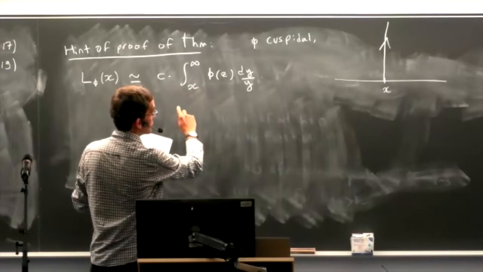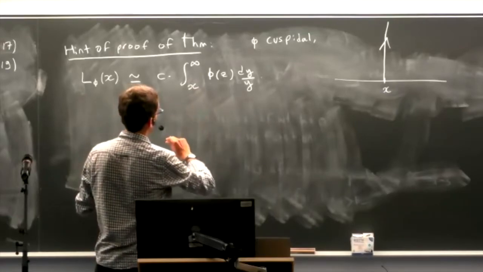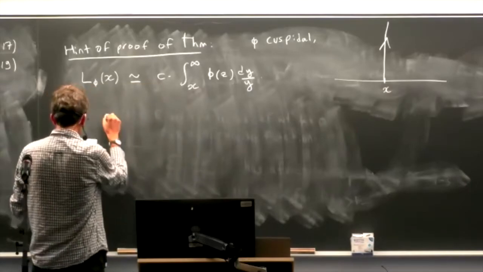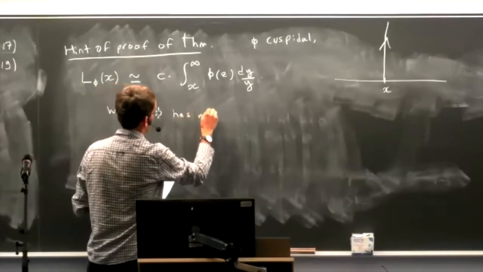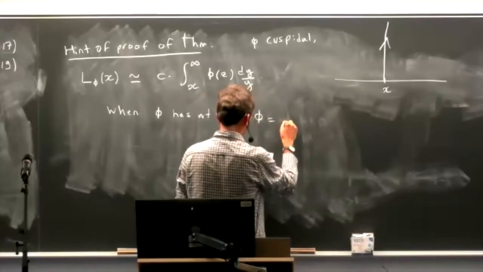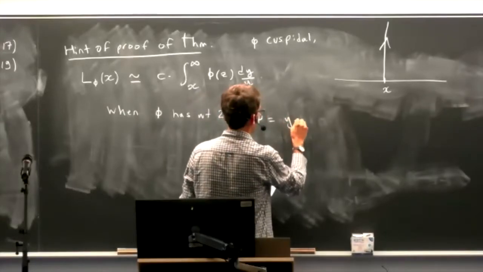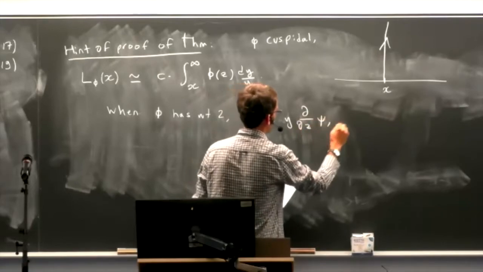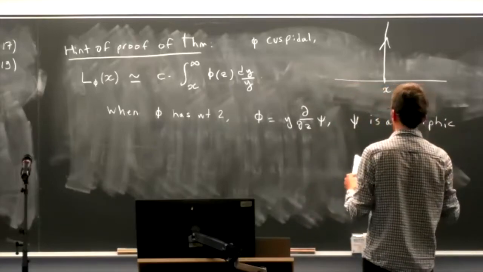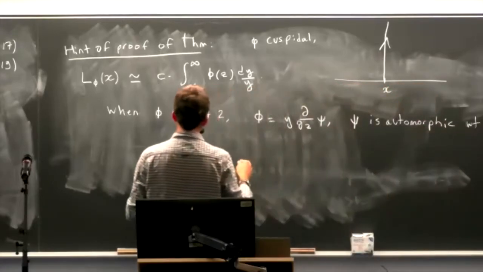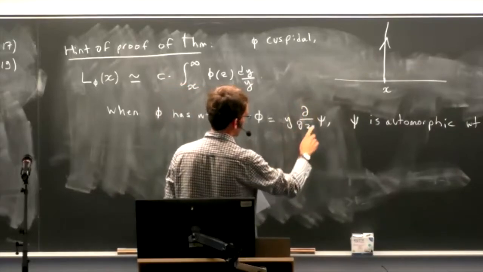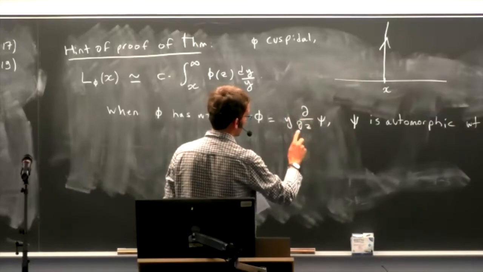Yes, so you have this representation, and now we're going to work with a special kind of Maass form, the ones of weight 2. So when phi has weight 2, it turns out that you can always write phi as y times d over dz of psi, where psi has weight 0, playing with the level raising and level lowering operators. And this has the special property that when you switch from weight 0 to weight 2, or the other way around, the level raising operator has precisely this shape.